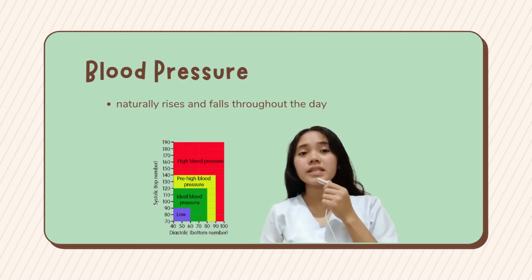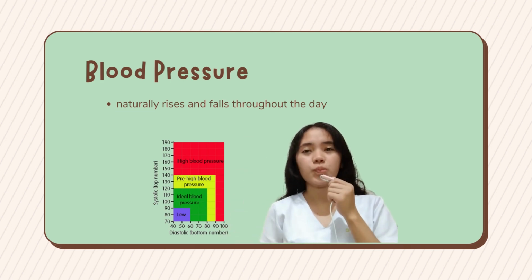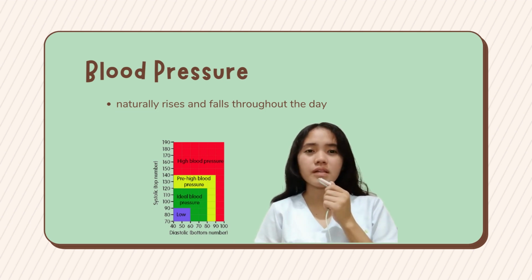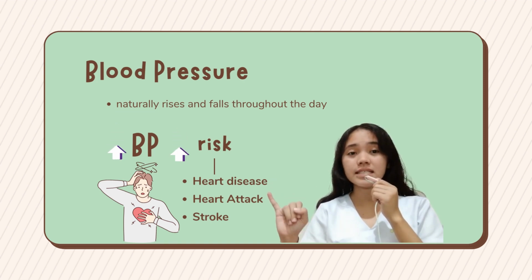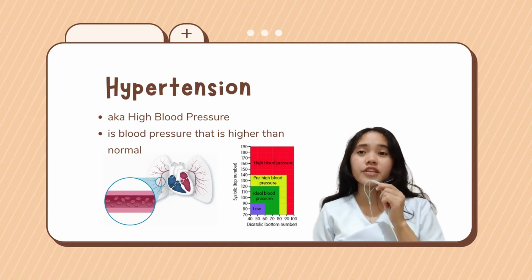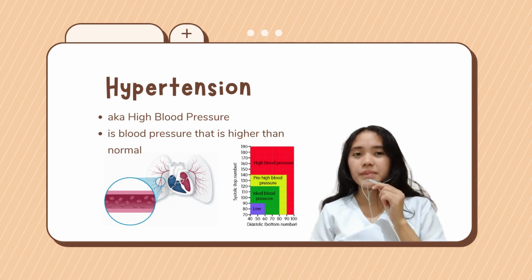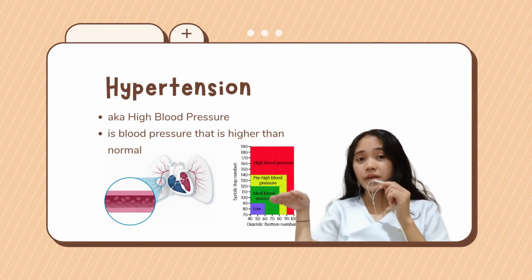Our blood pressure normally rises and falls throughout the day based on the activities that we do. But having blood pressure measures consistently above normal may result in the diagnosis of hypertension. The higher your blood pressure levels are, the more risk for you to have other health problems such as heart disease, heart attack, and stroke.